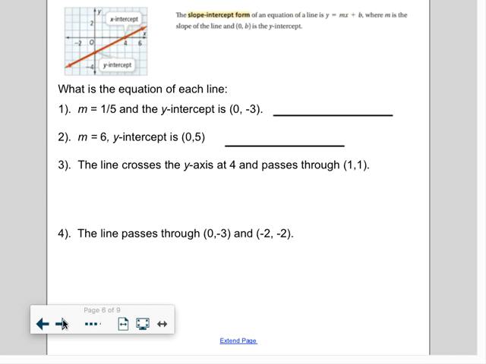It says slope-intercept form is y equals mx plus b, where m is the slope and b is the y-intercept. It says, what is the equation of each line? If m is 1/5 and the y-intercept is 0, negative 3. Anybody want to tackle this one? Pretty straightforward. What's the equation then, if you know m and you know b?